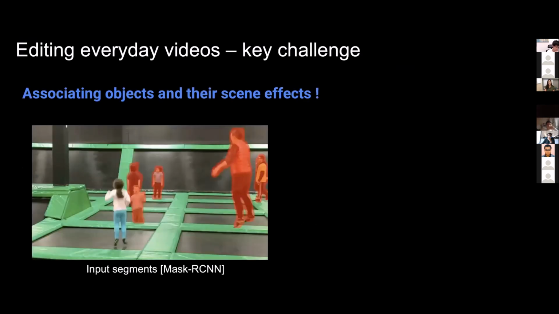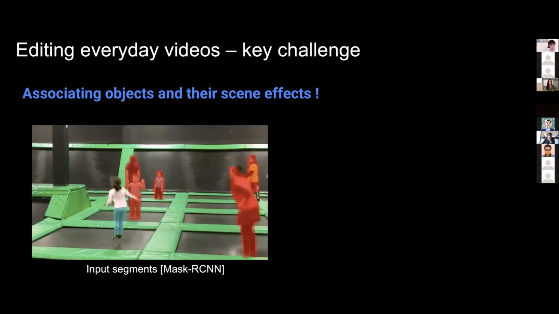And let's think for a second what is required in order to produce all these effects that I showed you. Obviously, we need to segment out the objects, but it's not enough. We also must take into account all the scene elements that this object generates in the scene. And actually, computer vision became really good at segmenting objects.